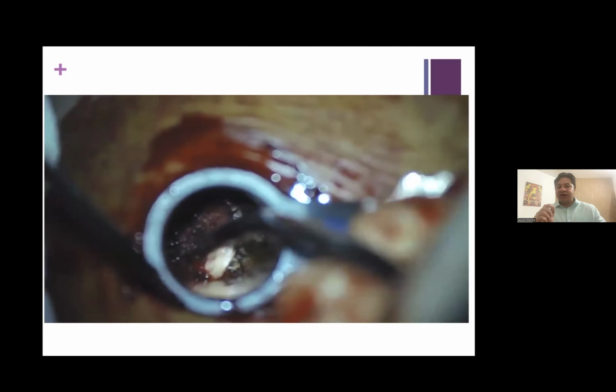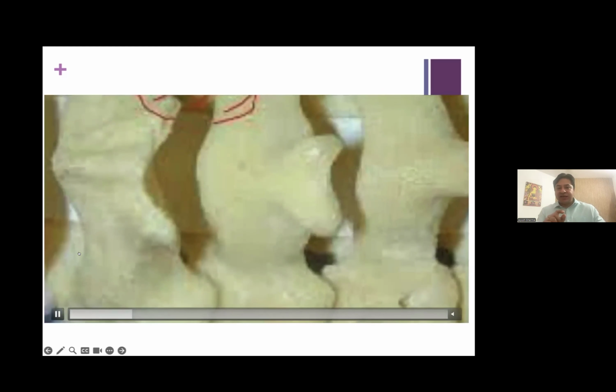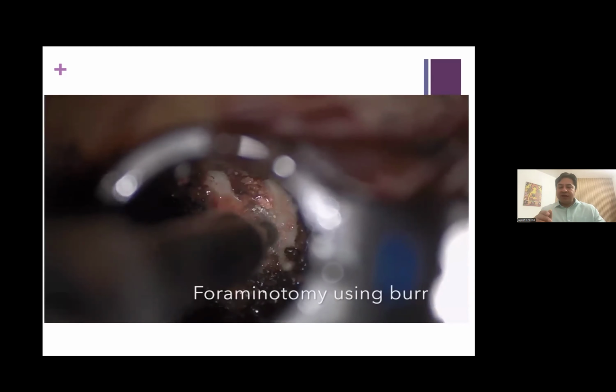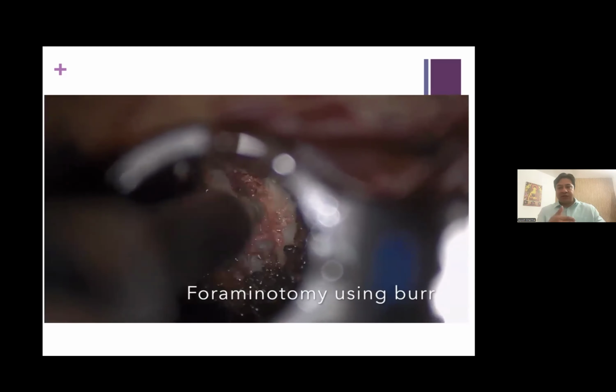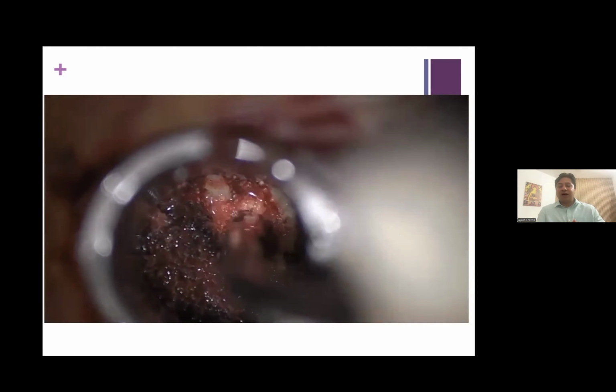That is where you need to drill. So you can see, this is the landmark which you need to drill. And the reason being, you need to decompress the root, which is just out there. At the same time, you don't want to destabilize the spine, what Dr. Dubey already told you.